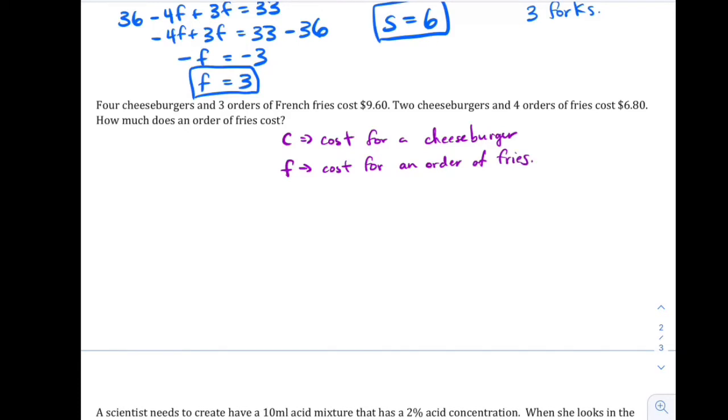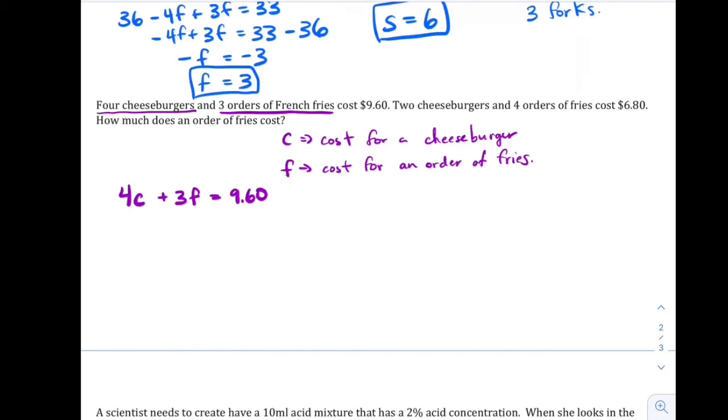Now, each situation will be its own equation in this one. So we don't have a sum total like he bought 9 forks, or there were 10 questions or 20 questions on the test. This one says 4 cheeseburgers, so you paid C 4 times. 3 French fries, you paid F 3 times. And it cost $9.60.